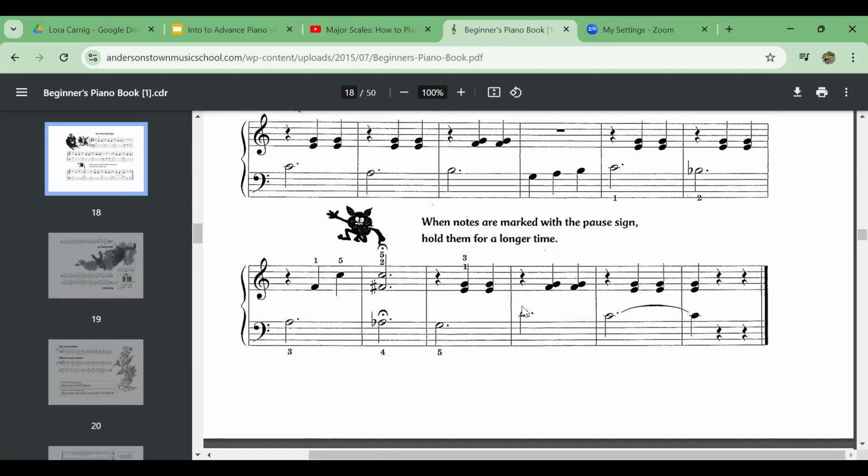And yeah, if you want, you can go experiment with other pieces in the book and just enjoy and have fun and experiment with the piano.